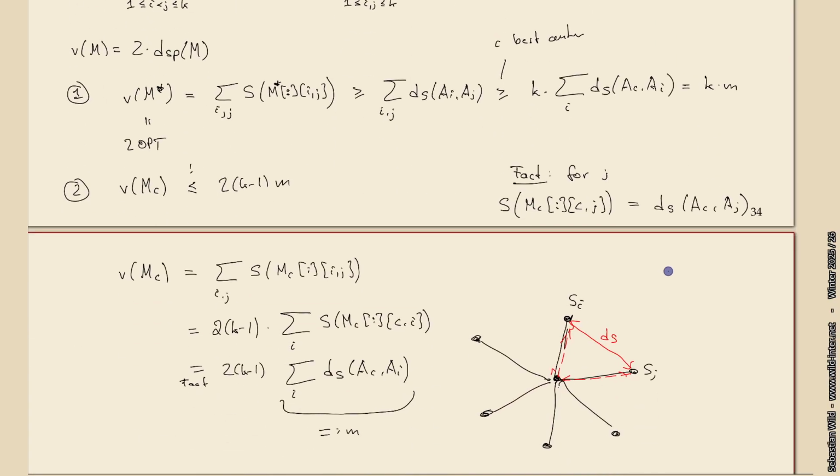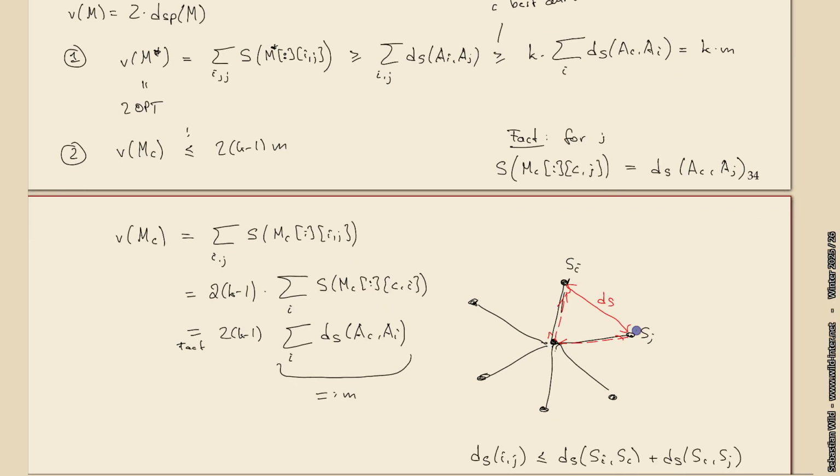Yeah, this step is important because that is the only place where we use that the center is actually the best center that we could have chosen. Other than that, all we needed was the triangle inequality and a bit of rewriting.